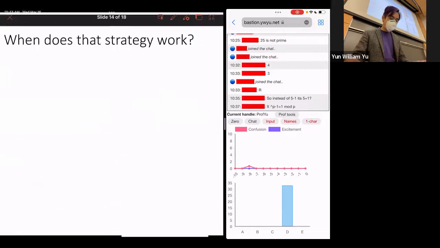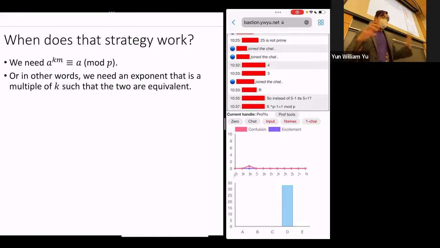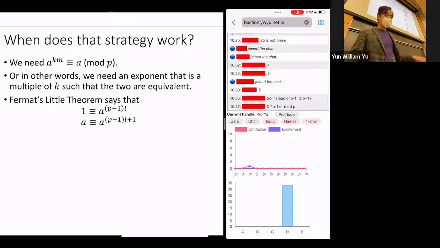Anyway, keep on going. So when does that strategy work? Well, what we need is A to the km congruent to A mod P. Or in other words, we need an exponent that is a multiple of k such that the two numbers are equivalent. Well, what do we have? We have Fermat's little theorem, which says that 1 is congruent to A to the P minus 1. But that means it's also congruent to A to the P minus 1 times any L, right? So if 1 is congruent to A to the 6, then 1 is also congruent to A to the 12. It's also congruent to A to the 18, and so on. So all the multiples of P minus 1, those powers are all congruent to 1.